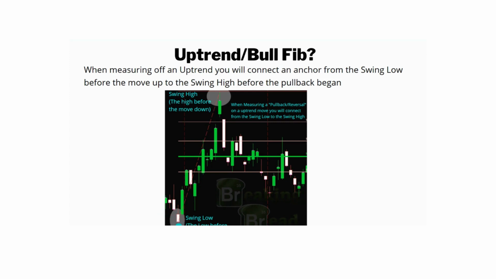So in this example here, we have a clear uptrend. I'm going to connect from the low of this candle, the clear low, so the lowest low before this move started going up, to the highest high before this pullback began. So the bottom of this wick on this candle to the top of this wick on this candle, and we're watching what price does to the right.